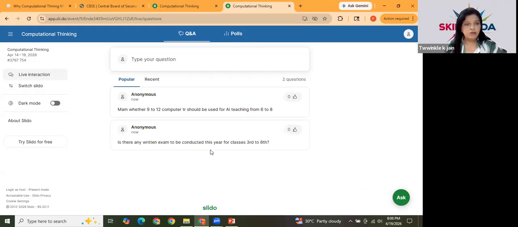Is there any written exam to be conducted for this year? It's a school-based assessment. Like a final annual assessment, you can conduct it. In between, there is formative assessment. And you need to keep records for everything. Suddenly CBSE can ask for it in case of inspection.